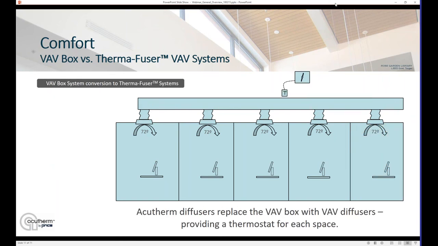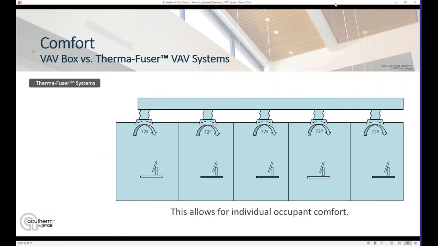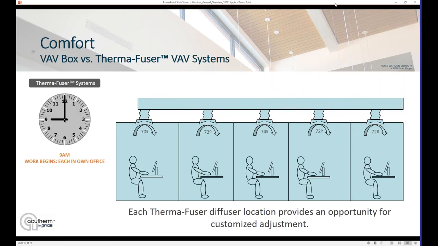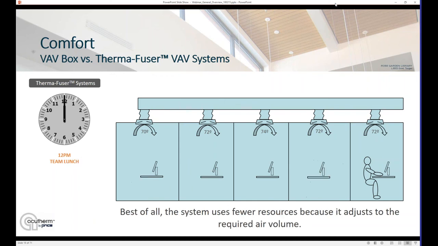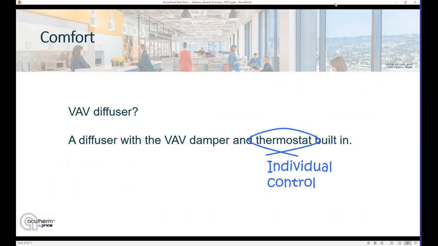With the Therma-Fuser diffuser, we take that thermostat and VAV damper and we locate it in each diffuser. What that means is everybody can have their own set point now, so you can cater to those individual preferences. And as loads shift around, you're not biasing the load to the room with the thermostat because every room has a thermostat, and we're going to maintain the control throughout the day as loads shift around. So by having a thermostat built into the diffuser, you provide that individual control.